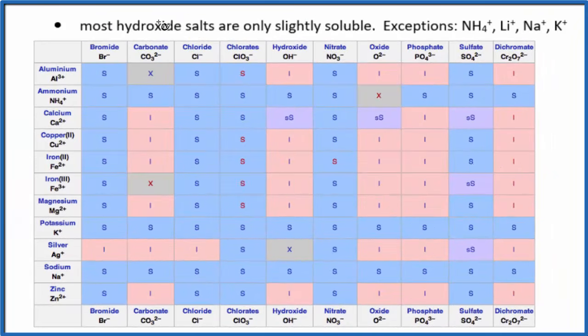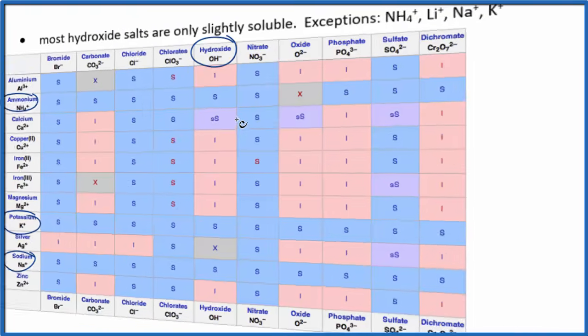When we have OH, the hydroxide, right here, most of these are insoluble with a few exceptions, but we know these exceptions. The ammonium ion and group 1 ions, we said those are always soluble. So our ammonium, here is potassium, and here's sodium. Those are all soluble, but we already know that. The other compounds, like Fe(OH)2 or Ca(OH)2, they're going to be either insoluble or slightly soluble.